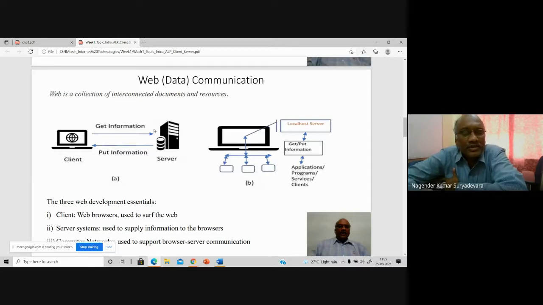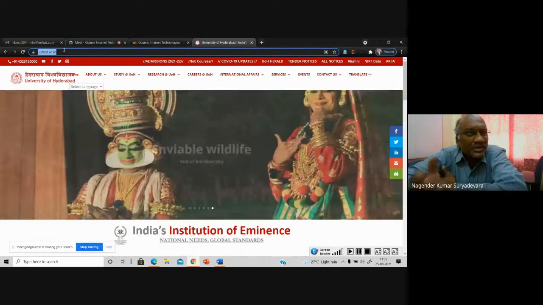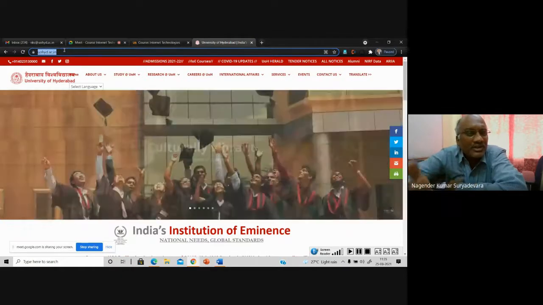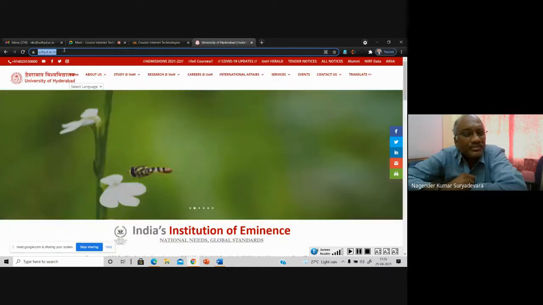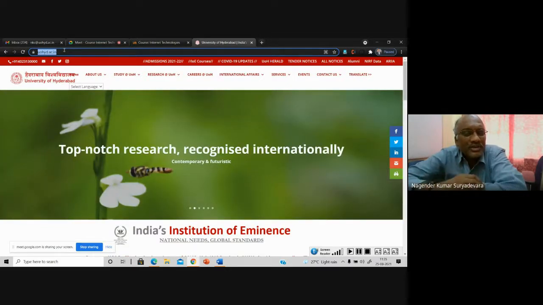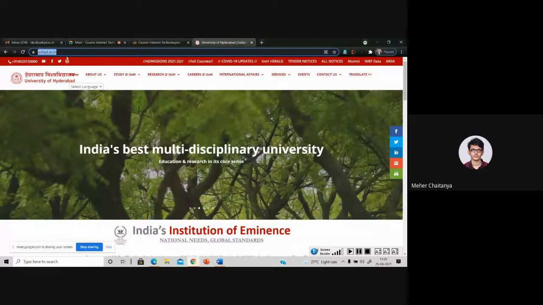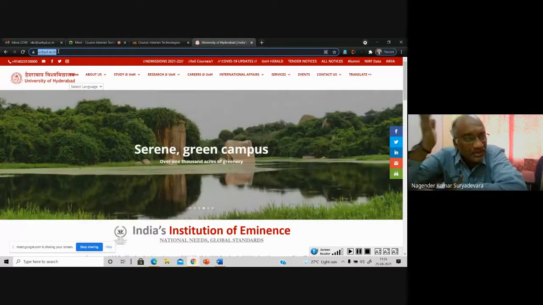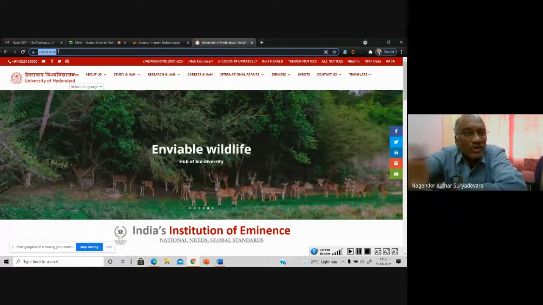Suppose you are entering something here, like uohod.ac.in. This is a computer, and you are getting certain information from it. What is that you are getting? I want the information related to University of Hyderabad. Okay, so you are getting some information, but where is this information coming from? From the university server. That server is located maybe in the university, or maybe in America, or England, or Australia. You don't actually know where it is located.